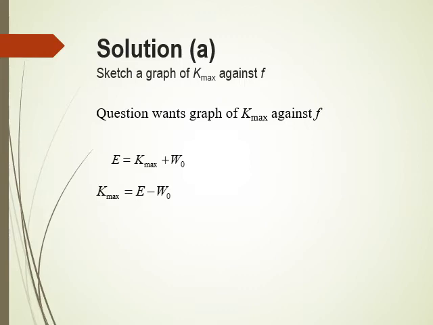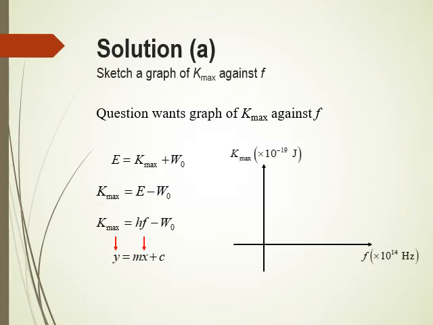Now let us try to expand the equation. If you expand the equation, now you have K max equals h f minus W naught. Let us check whether we got the right equation by comparing it with y equals m x plus c. By comparison, we now have K max as our y-axis and f as our x-axis. So let us start the sketching now. According to the question, we have K max as the y-axis and f as the x-axis.